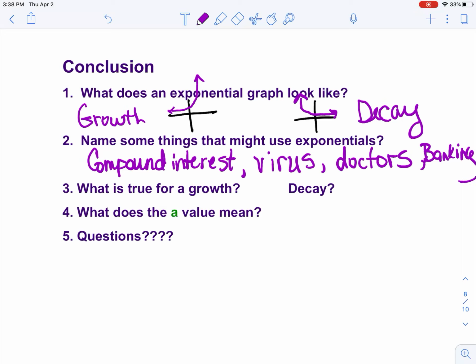Okay, what is true for a growth? Your B value has to be greater than 1. And for decay, it has to be between 0 and 1. And what does the A value mean, or the P value mean? It's always the initial value.